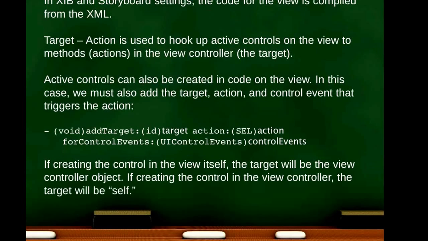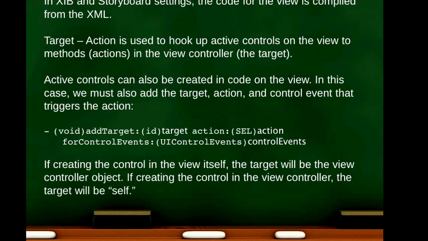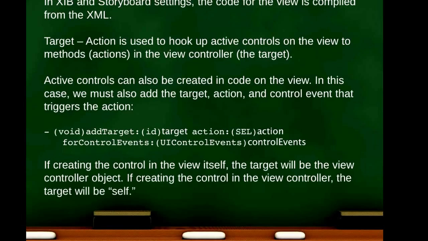If we create the control down in the view itself in code, in the UIView subclass that we create for that view, the target is going to be the view controller itself. But if we create the control in the view controller, and this is overwhelmingly the usual case, we create it in the view controller and point to the view, the target is going to be self because the method is defined in the view controller.